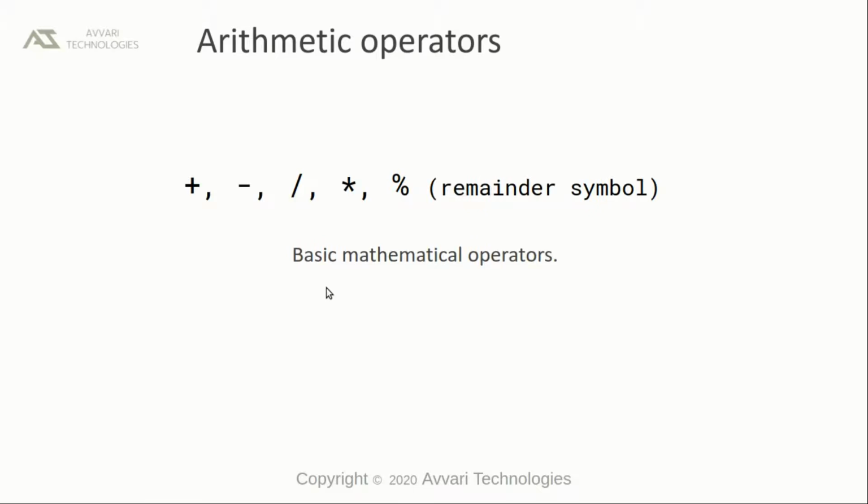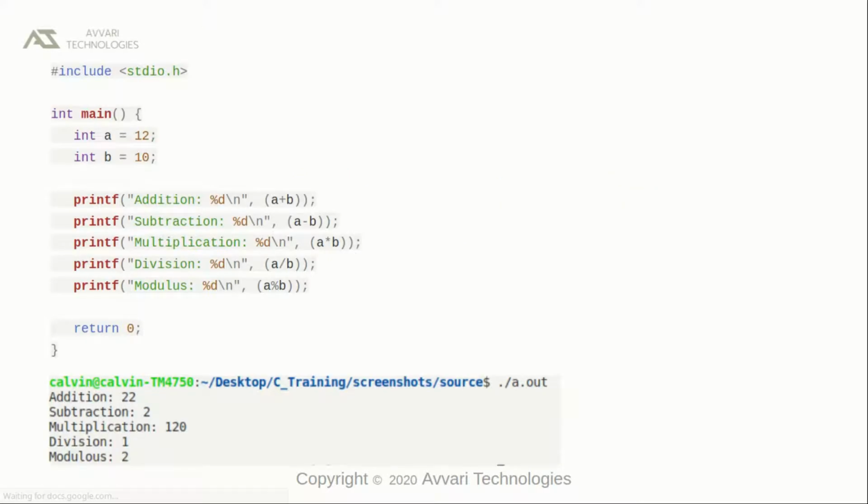Arithmetic operators. There are 5 basic arithmetic operators. Those are addition, subtraction, division, multiplication, and modulus, or you can call it the remainder symbol. This is an example program to demonstrate arithmetic operators. In the main function, we defined two variables a and b. 12 is assigned to a, 10 is assigned to b.